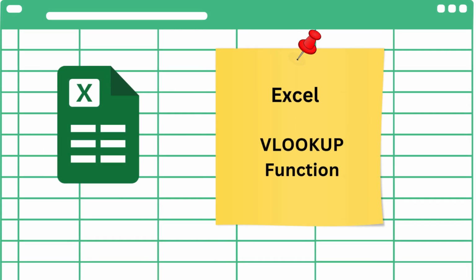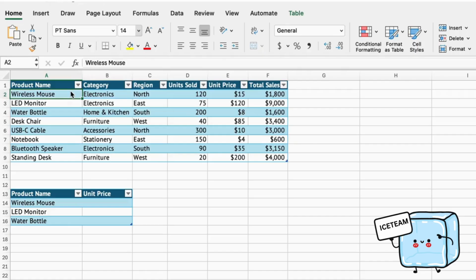Today, we're learning how to use Vlookup. The Vlookup function stands for vertical lookup. Let's say we have a list of products and their prices. You want to find the price of a specific item. Click into the cell where you want the result. For example, I want to find wireless mouse's unit price.